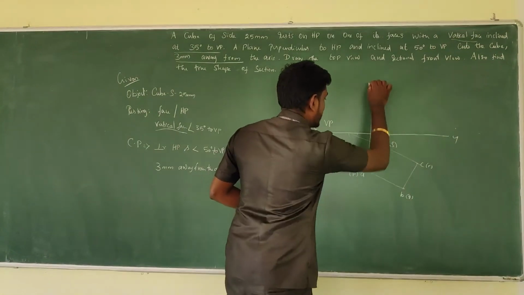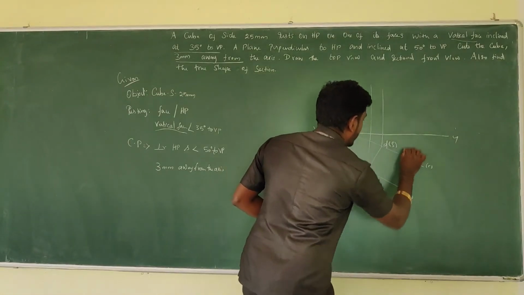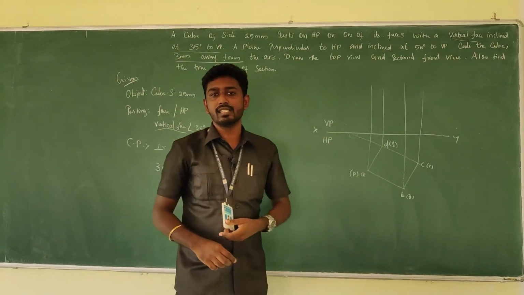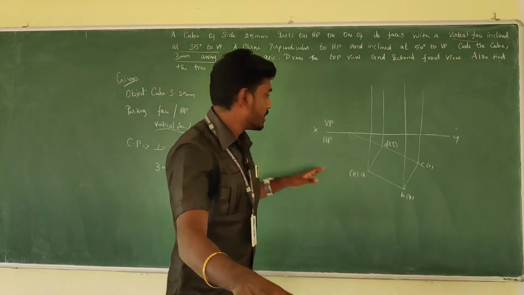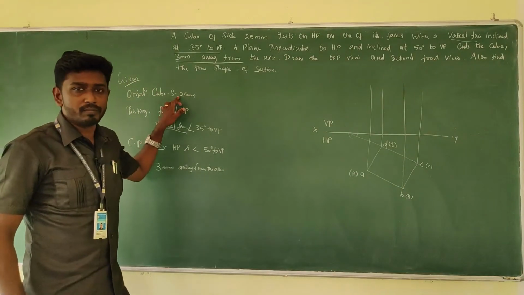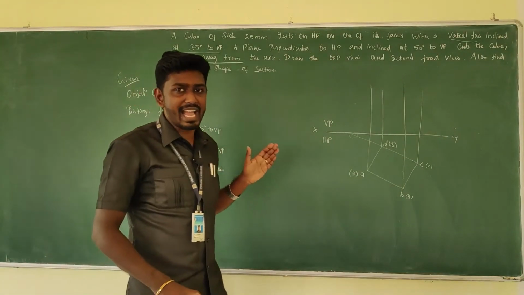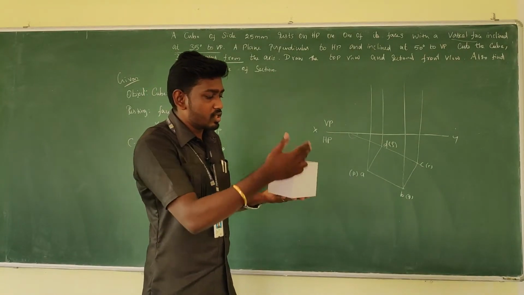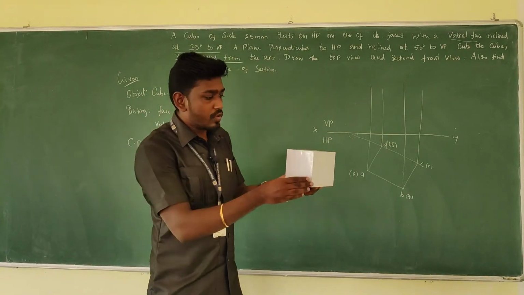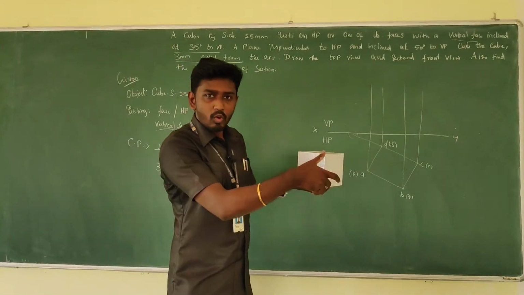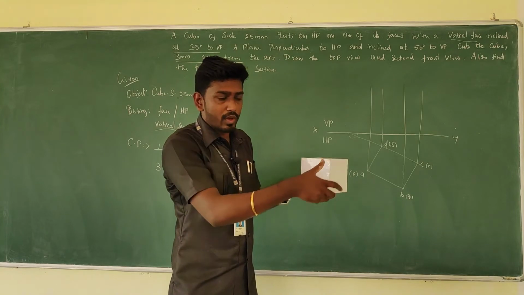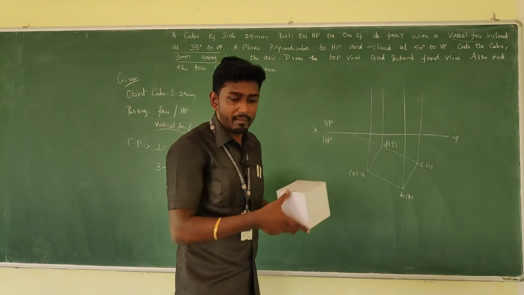For that, take the projector from each and every corner, something like this. What about the axis? Is it given in the question? No. In the cube, they won't specify the axis height because it's a perfect square. This also square, this also square, this also square. So we can get naturally that this height is 25 mm. Height is equal to the side, 25 mm.